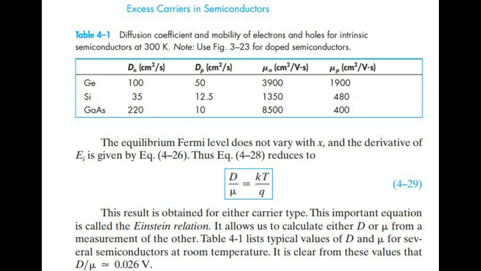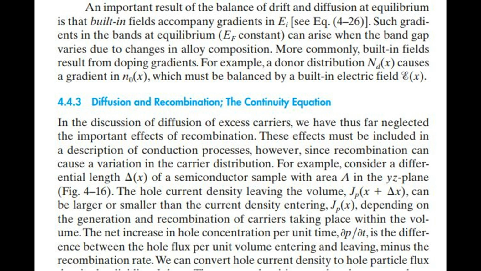The equilibrium Fermi level does not vary with x, and the derivative of Ei is given by EQ 4-26. Thus EQ 4-28 reduces to D/μ = kT/q. This result is obtained for either carrier type. This important equation is called the Einstein relation. It allows us to calculate either D or μ from a measurement of the other. Table 4-1 lists typical values of D and μ for several semiconductors at room temperature. It is clear from these values that D/μ = 0.026 V. An important result of the balance of drift and diffusion at equilibrium is that built-in fields accompany gradients in Ei.